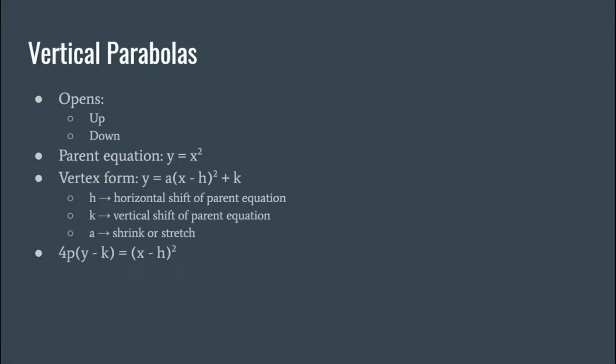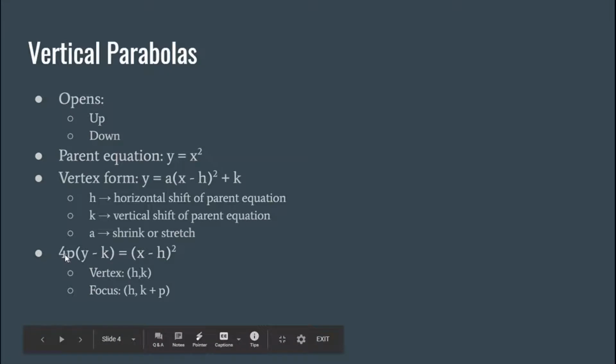Now this one here is the application in pre-calculus. Again, the vertex is H and K, so that doesn't change. What's new is this thing called the focus, where we have this P here, and P is a multiple of 4. The focus will have the coordinates, it's a point, H, K plus P. So the focus will be inside of the parabola.